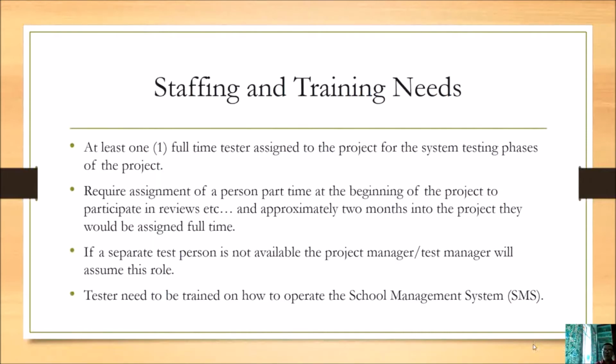Next, staff and training needs. At least one full-time tester assigned to the project for the system testing phase of the project. Require assignment of each person part-time at the beginning of the project to participate in reviews, and approximately 2 months into the project they would be assigned full-time. If a separate test person is not available for the project manager, the test manager will assume these roles. Testers need to be trained on how to operate the school management system.